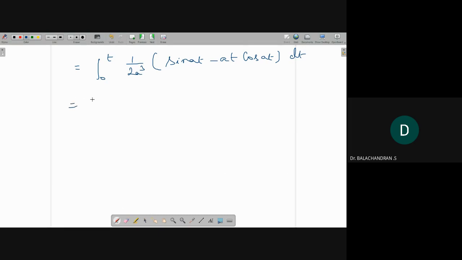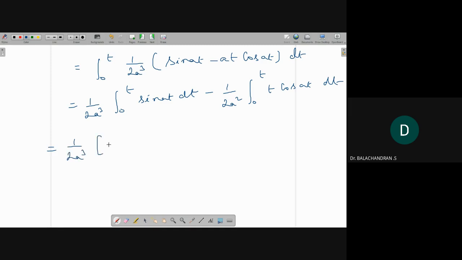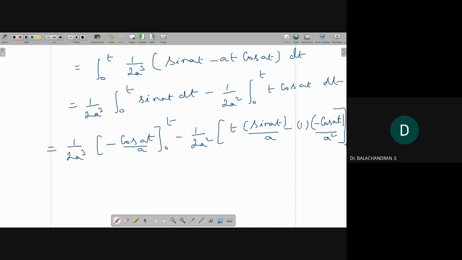Now this is equal to integration, 1 by 2a cube is common, integration 0 to t sin a t dt, minus, again you have minus a by 2a cube, that is minus 1 by 2a square, integration 0 to t of t cos a t dt. Now if you integrate this, you'll get 1 by 2a cube into minus cos a t by a, from 0 to t. Then minus 1 by 2a square, by the UV method: t into sin a t by a, minus 1 into minus cos a t by a square, limit from 0 to t.